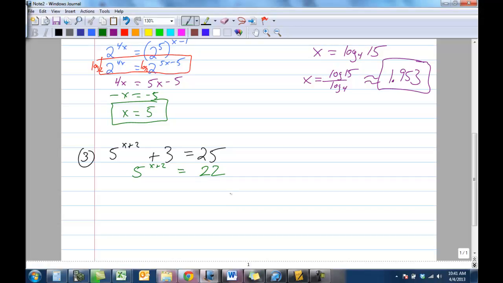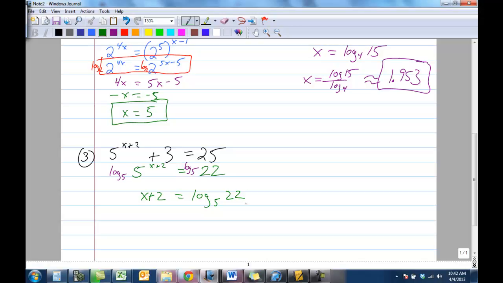Right? So now we have base 5. 5 to the this is equal to 22. How do you unbase 5? You log base 5 both sides. So, log base 5 of 5 cancels. You're left with x plus 2 equals the log base 5 of 22.